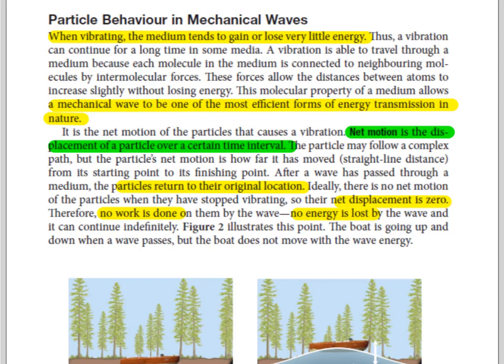Okay, so when vibrating, the medium tends to gain or lose very little energy. Okay, of course, everything loses a little bit of energy through movement and friction and all those types of things. But when we're talking about mechanical waves, they are incredibly efficient. Okay, so we'll be modeling a lot of the ideal situations here, but we'll be looking at very efficient, not quite lossless, but almost lossless waves in most of our conversations. Okay, so it's one of the most efficient forms of energy transmission in nature.